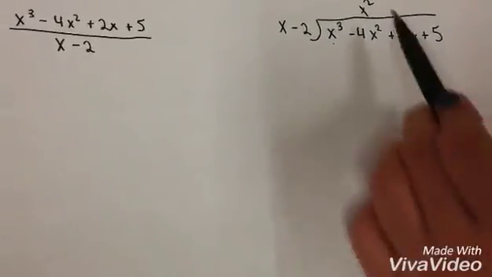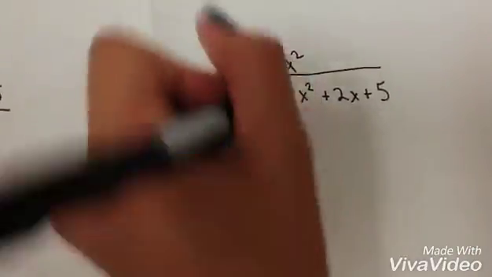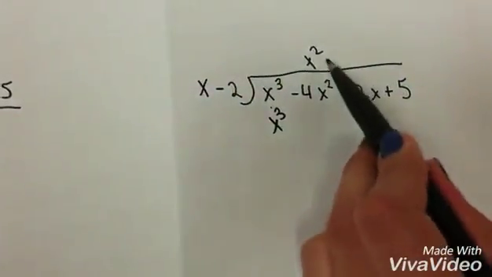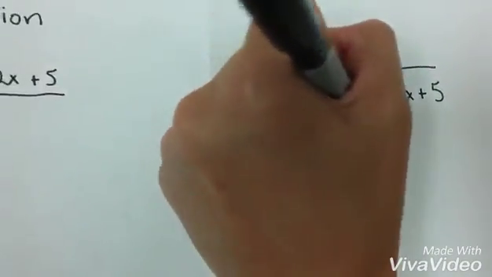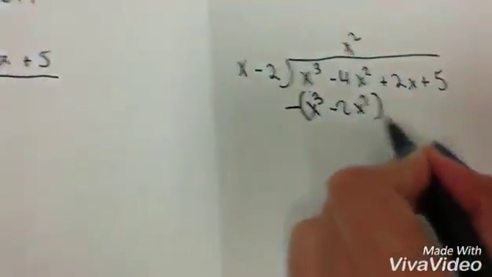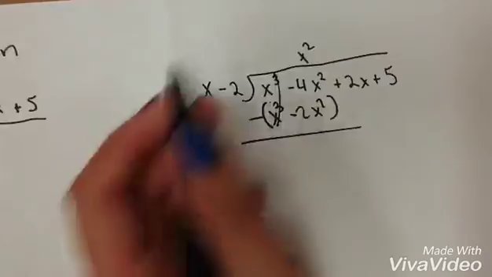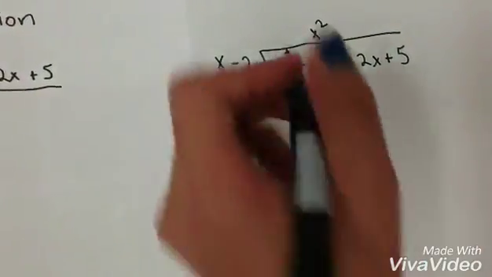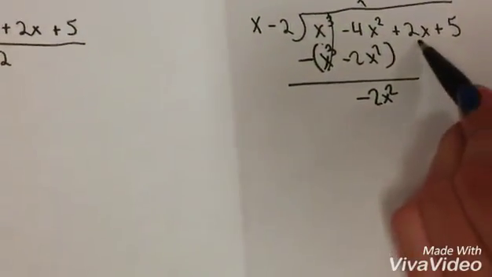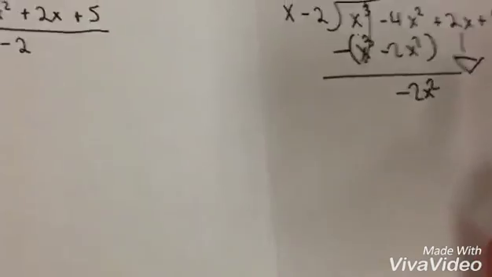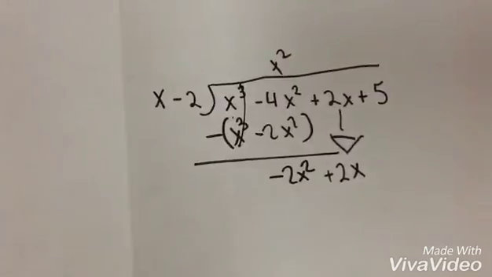So after this, you're going to multiply x squared by the divisor. So x squared times x is x to the 3rd. x squared times negative 2 is negative 2x squared. You're going to subtract this from the polynomial inside the division sign. So you're going to cross this out, and subtracting this, you're going to get negative 2x squared. So now you're going to bring down 2x. So now you're just going to repeat the steps.